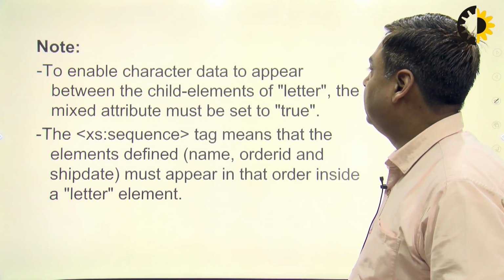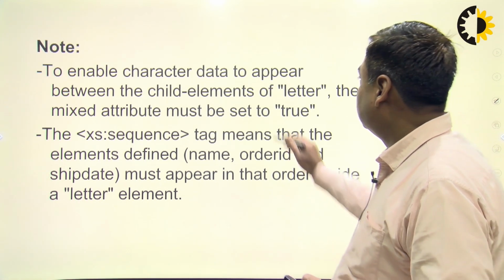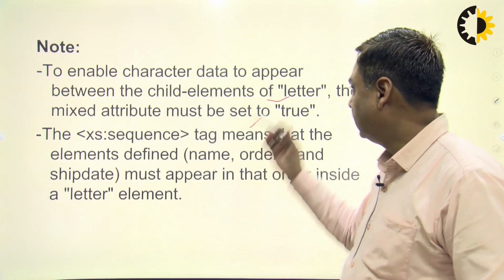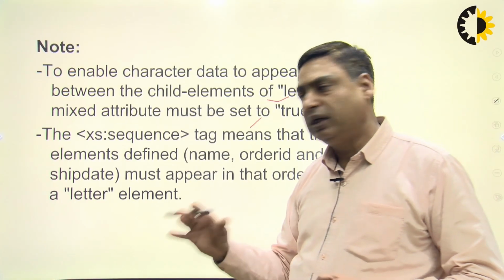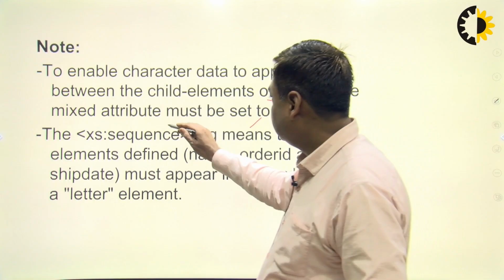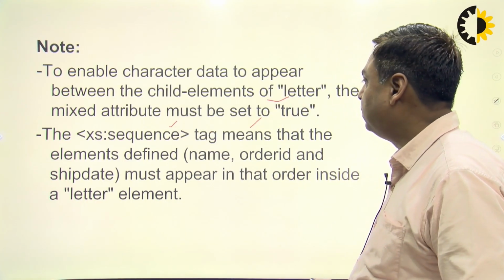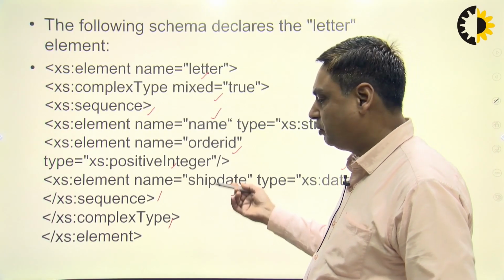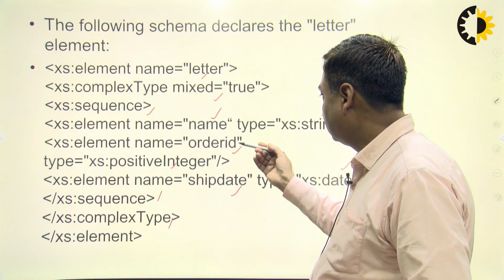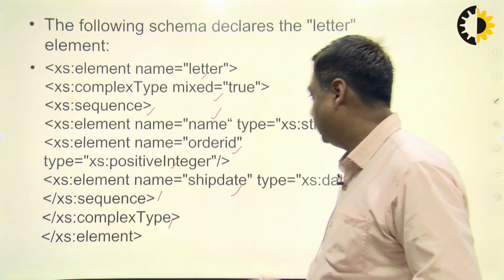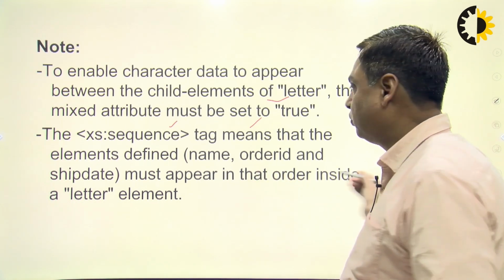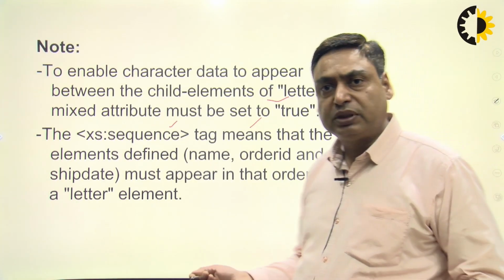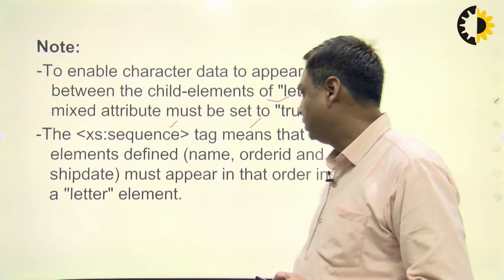Now, note that to enable character data to appear between the child elements of letter, the mixed attribute must be true. So a letter is an element here that consists of text as well as elements. Now, the sequence indicator we have already discussed, it defines the order. So in this we have defined the order: first should be name, order ID and ship date. This sequence must be followed if the sequence indicator is mentioned. If the elements are not in the proper sequence, then the XML file will be invalid.